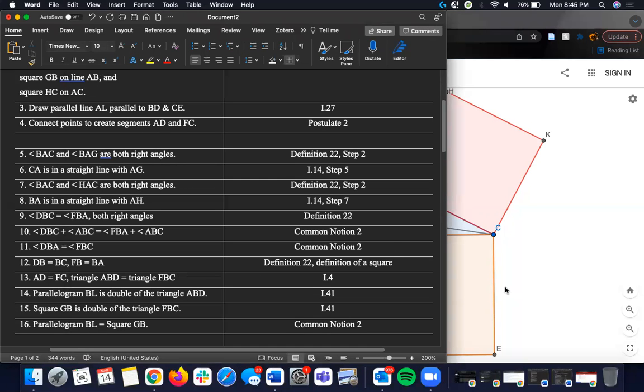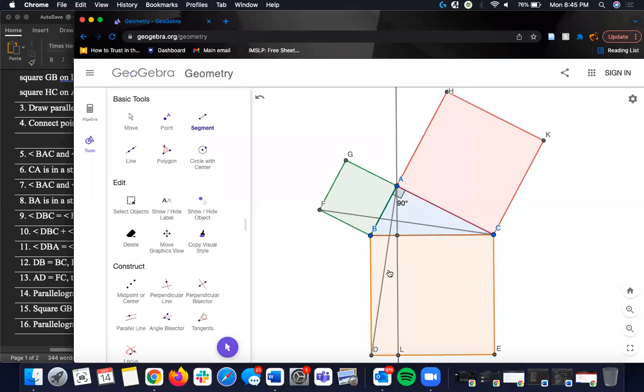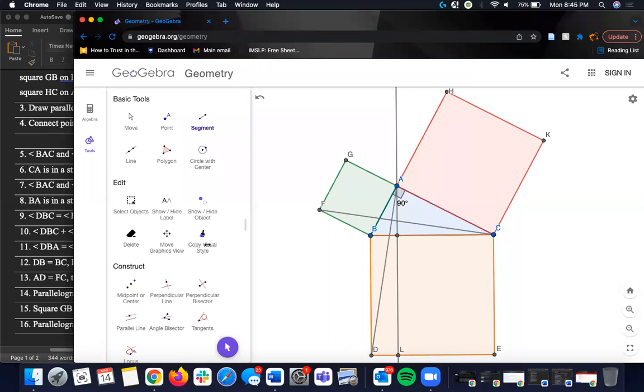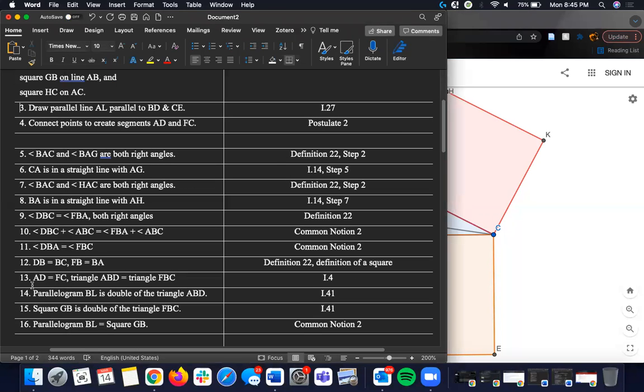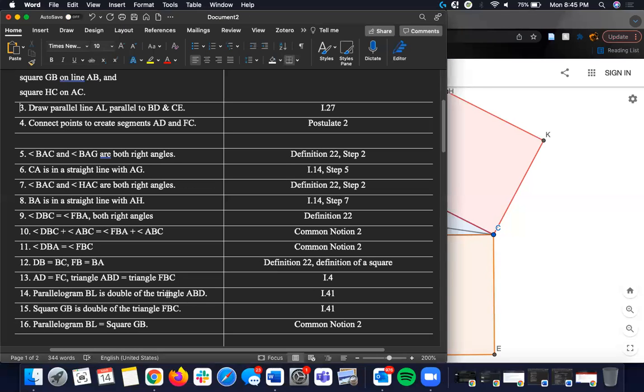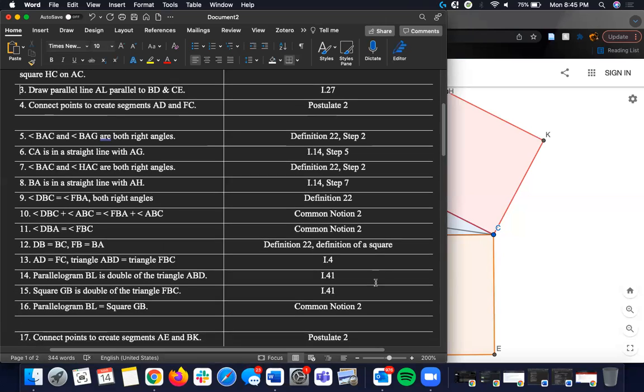Now, by the definition of a square, we know that line segment DB is equal to BC and FB is equal to BA. And since we have two sides and an angle, we can show through Proposition 4 that the longer side AD is equal to longer side FC, and triangle ABD is equal to FBC, according to Proposition 4.